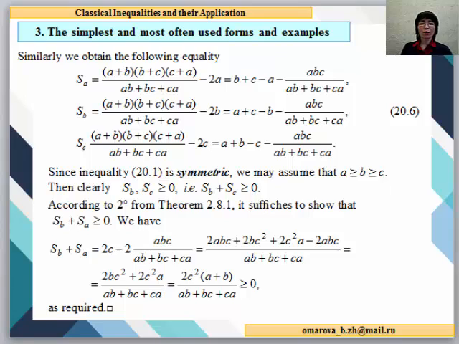According to the second property of the first theorem, it's sufficient to show that the sum of the S sub A and the S sub B is non-negative. Then we have the following equality. Their sum we write in the following form. Next we reduce fractions to the same denominator, simplify and take out the common factor. We see that the following fraction is non-negative.